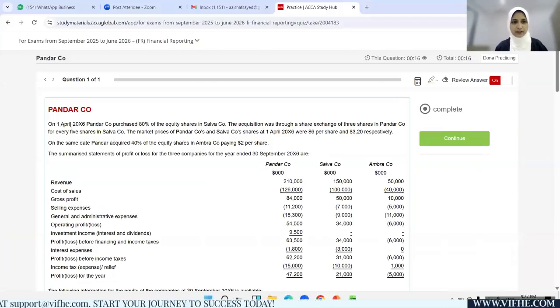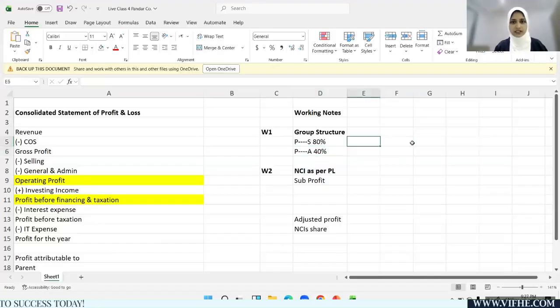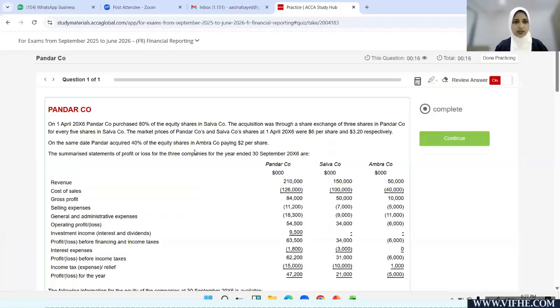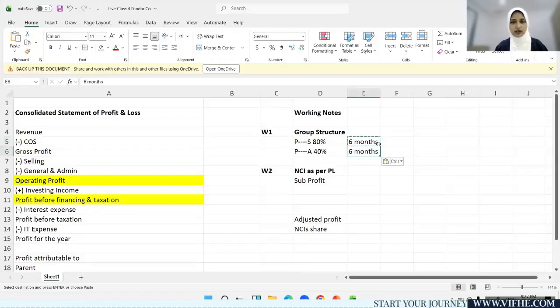Now, this acquisition happened on 1st April 2026 and your year end is 30th September. So April, May, June, July, August and September, 6 months. For 6 months in the current year, you had your subsidiary and associate, as the acquisition happened on the same date. So again, 6 months. This is an important piece of information, it will drive your future calculations.